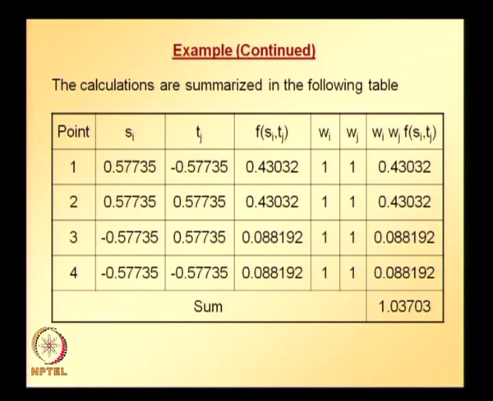First column shows the point, second column shows the s coordinate of that particular point, and third column the t coordinate of that particular point, and the fourth column shows the integrand value, that is the f value evaluated at that particular point, substituting s and t values, and fifth column shows weight in the s direction, sixth column shows weight in the t direction, and seventh column shows weight in the s direction times weight in the t direction times the function value at that particular point.